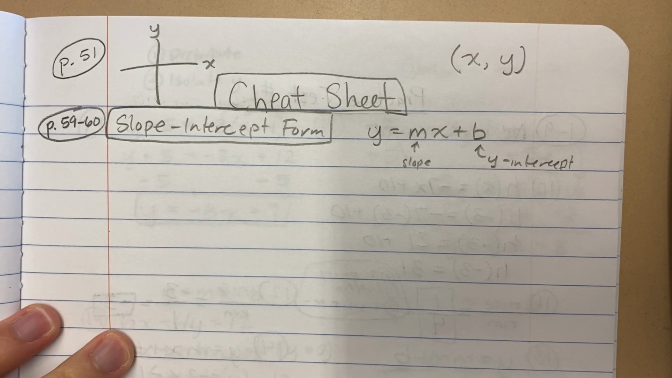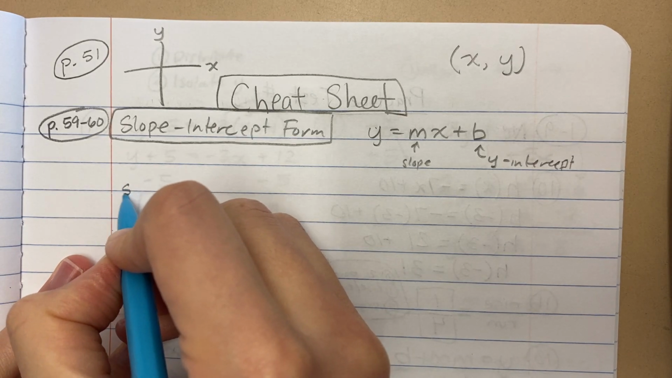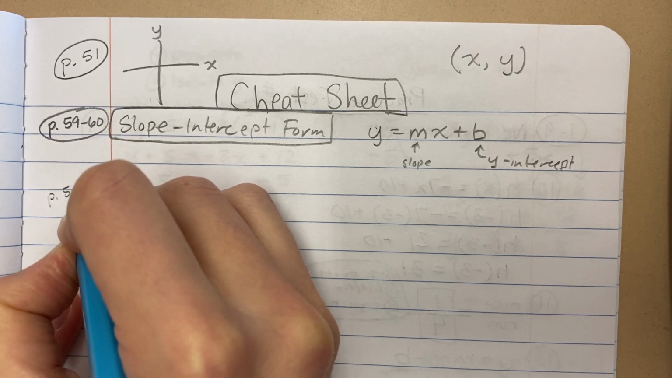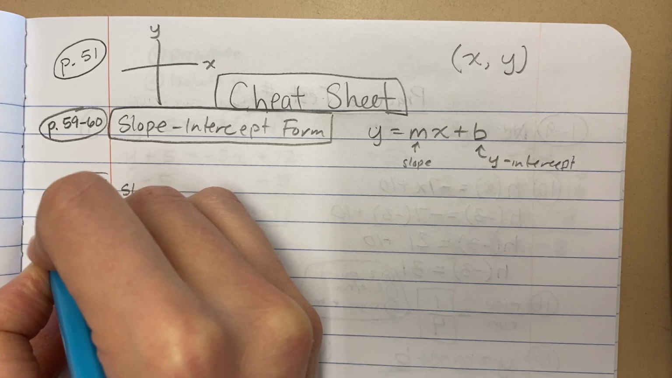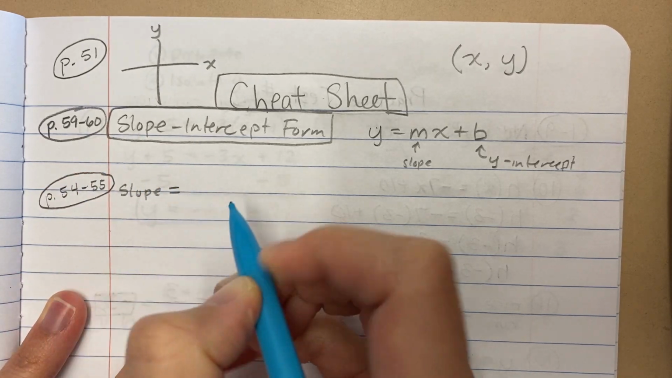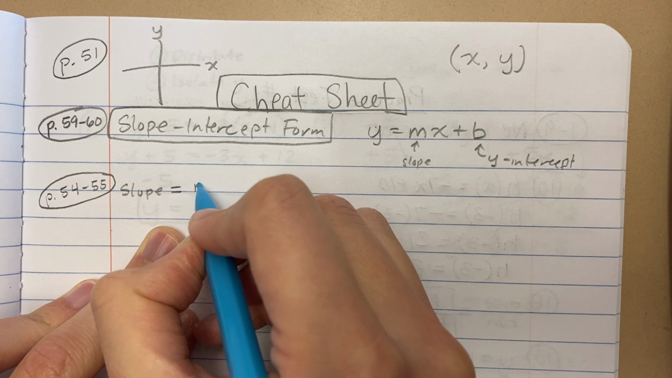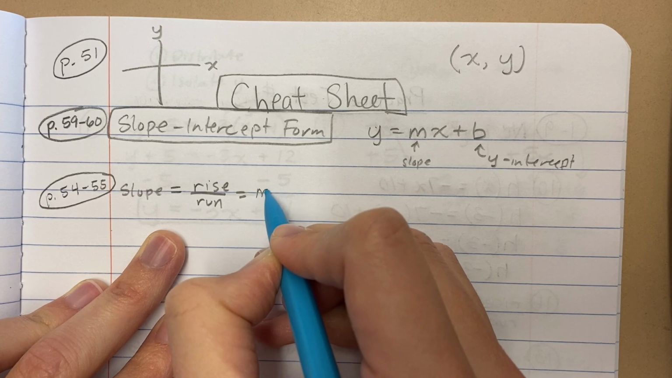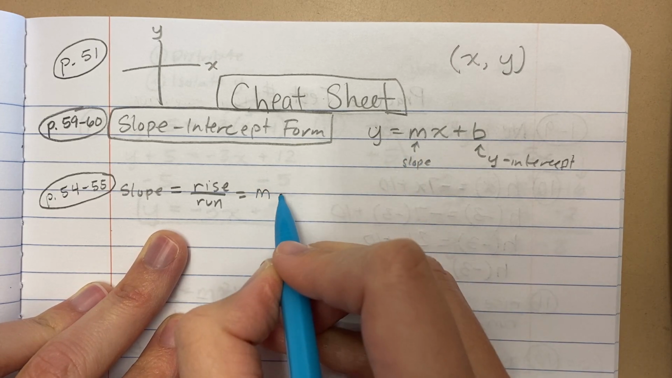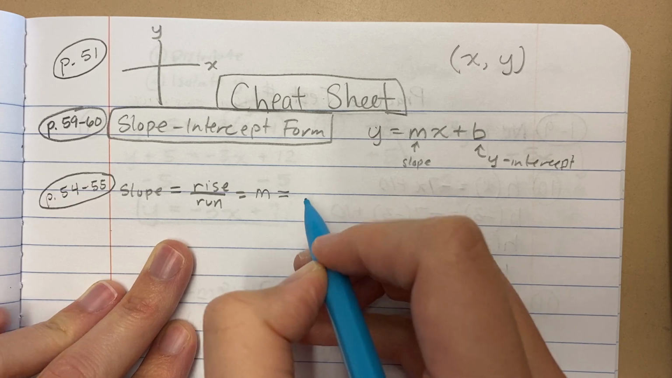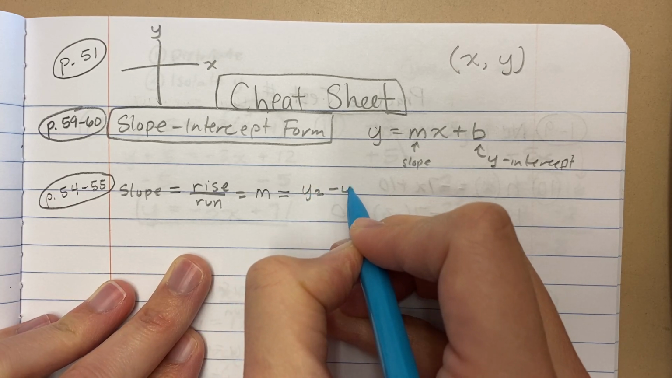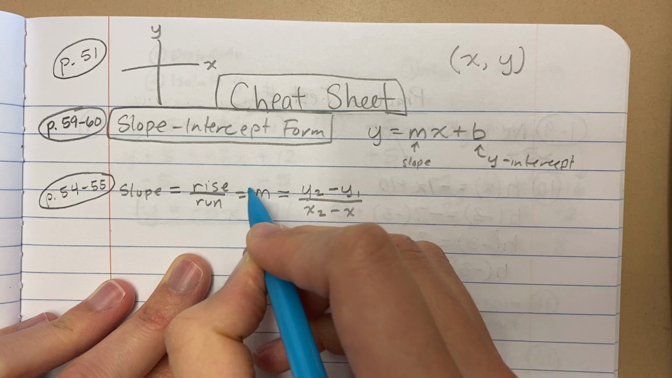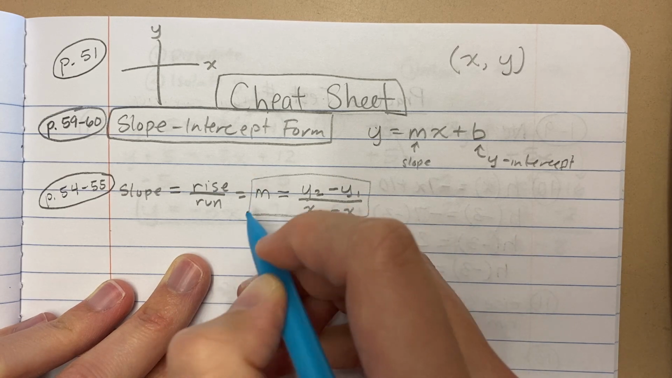But what are some things we learned about slope? We explored slope pretty deeply on pages 54 to 55, so you can take a look. If we're looking on a graph, slope is the same as rise over run. We use the letter m to represent slope all the time. When we're given 2 points and need to find the slope, we can use the slope formula, which is (y2 - y1) / (x2 - x1). This right here is the slope formula.